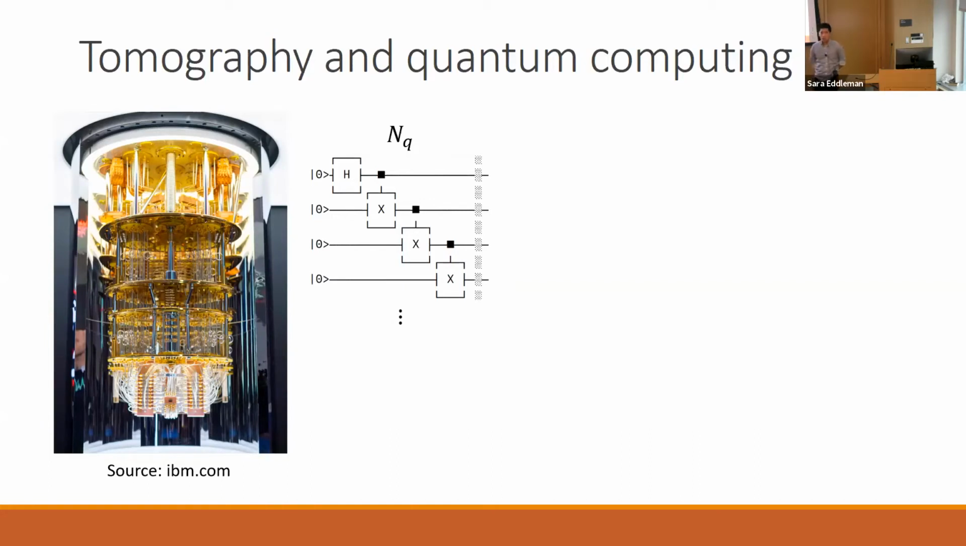But of course, real quantum computers, is there time or anything? No, there's no clock. I can give you a warning.